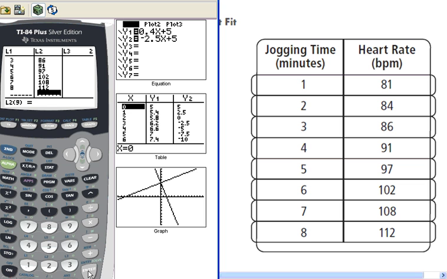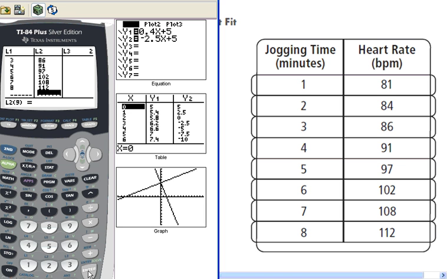Now, one quick check you can make is to make sure that you have one value in L1 for every value in L2. So those should match up. All right, so we have the data in there. Now we are going to make a scatter plot of that.